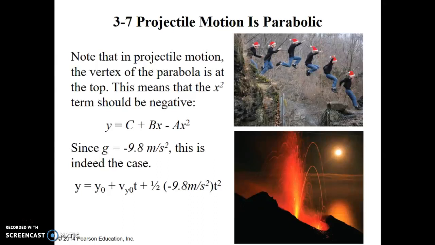In specific, in projectile motion itself, notice that yes, it is a parabola, but it's upside down. We're usually used to seeing a parabola with the vertex at the bottom. But in this case, the vertex is at the top. That means that the x squared term should actually be negative. Well, how do we account for this? Well, that's easy. Acceleration is negative 9.8 because of gravity. So that negative turns this whole term negative, giving us the upside down parabola. Perfect.